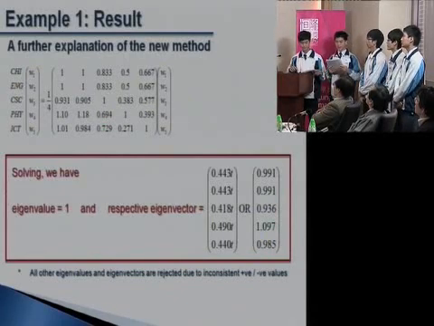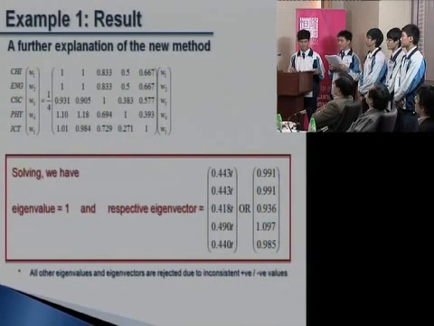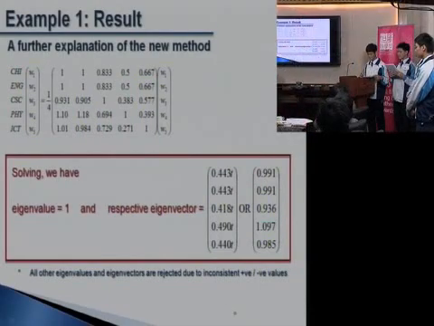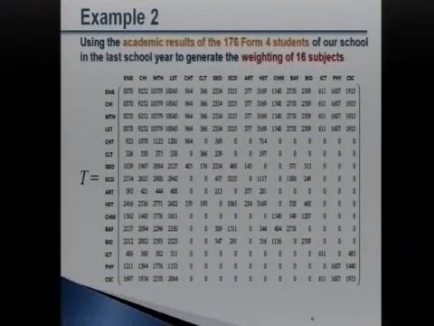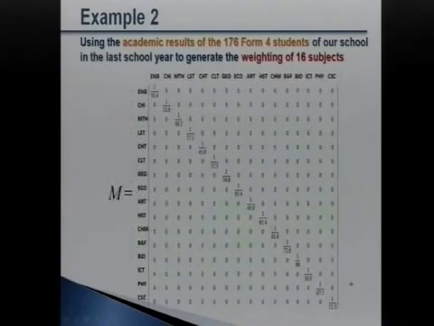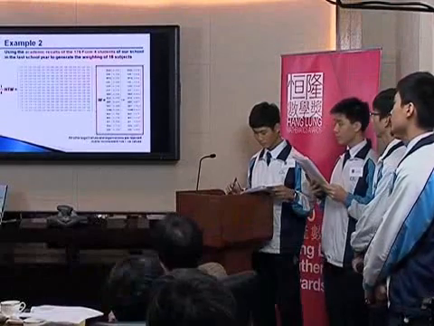Actually, we've been trying to verify the new method using various sets of data. We put one of them in the research report since the result is inspiring. In example 2, we studied the academic results of the 176 Form 4 students of our school in the previous school year. We generated the weighting of each subject using the new method. After the calculation of the matrices N, T, and M, we generated the weightings with the help of computers.